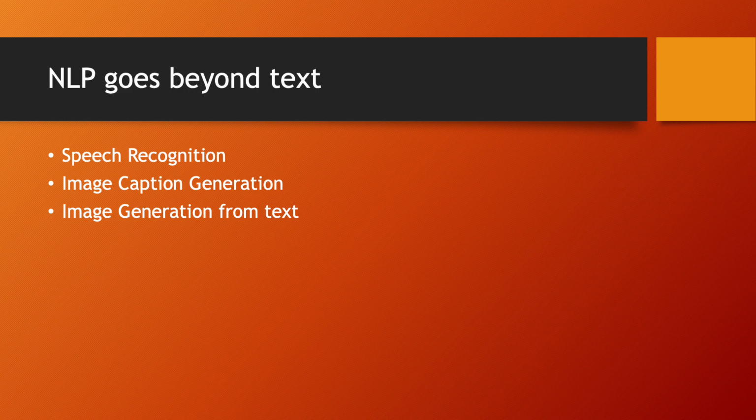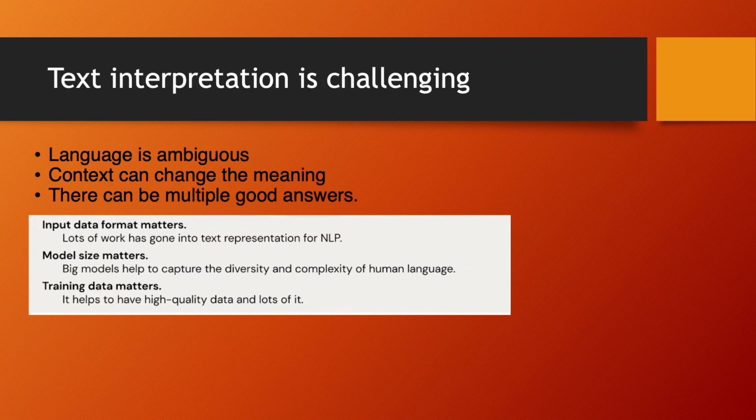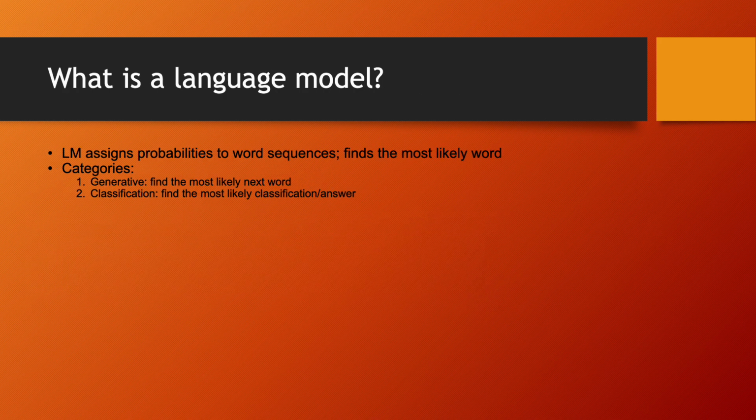But NLP goes beyond text. For example, there's speech recognition, image caption generation, and image generation from text. Text interpretation is challenging. Language is ambiguous, context can change the meaning, and there can be multiple good answers. So input data format matters a lot. A lot of work has gone into text representation for NLP. Model size matters. Big models help to capture the diversity and complexity of human language. Training data matters. It helps to have high quality data and lots of it.